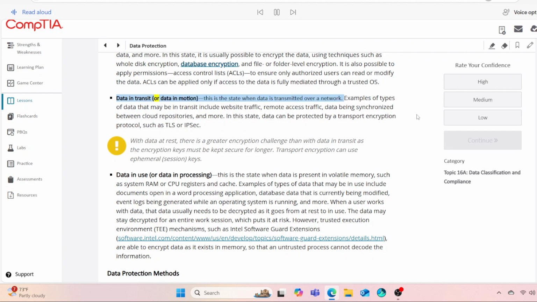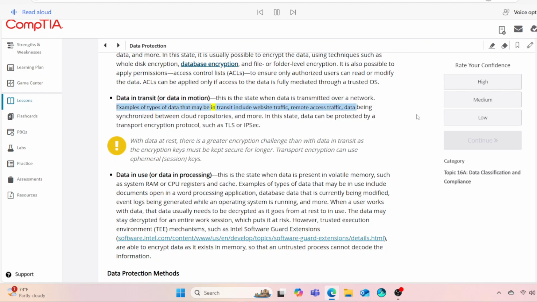Data in transit, or data in motion. This is the state when data is transmitted over a network. Examples of types of data that may be in transit include website traffic, remote access traffic, data being synchronized between cloud repositories, and more. In this state, data can be protected by a transport encryption protocol, such as TLS or IPsec. With data at rest, there is a greater encryption challenge than with data in transit, as the encryption keys must be kept secure for longer. Transport encryption can use ephemeral session keys.